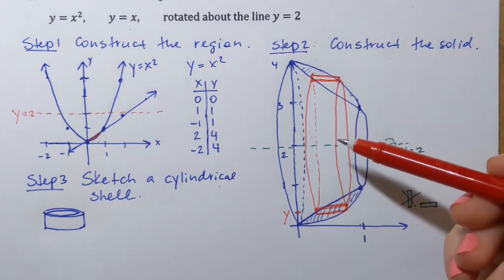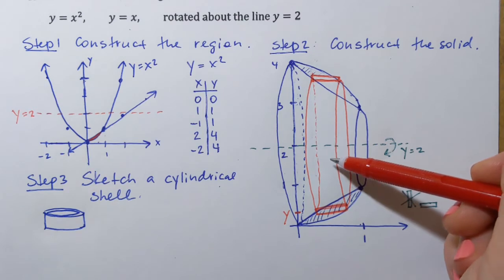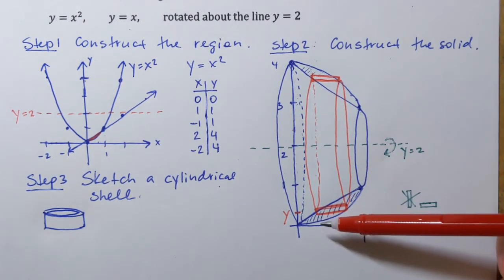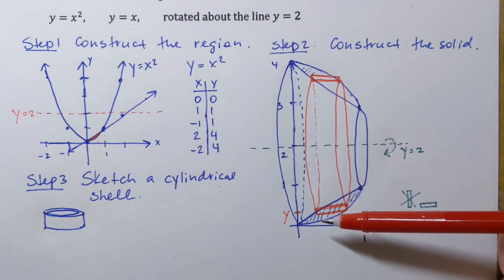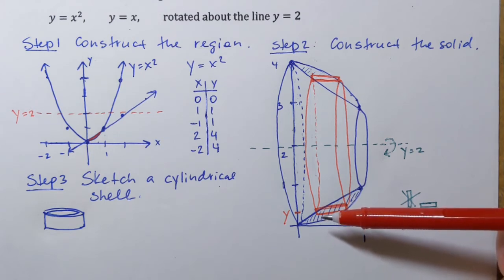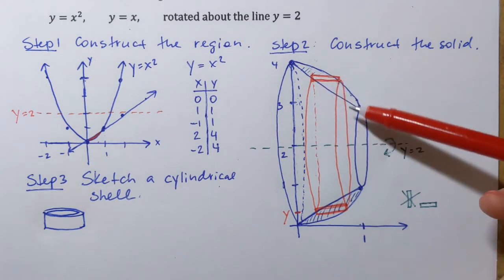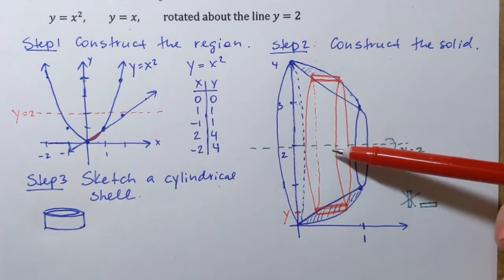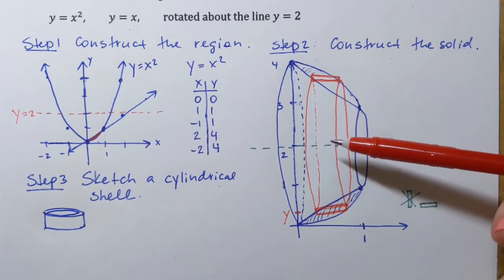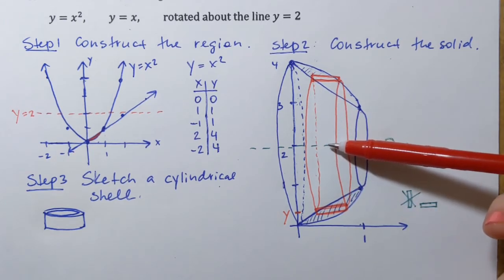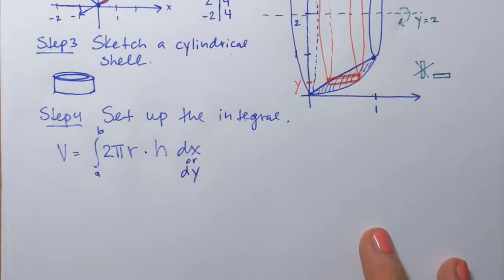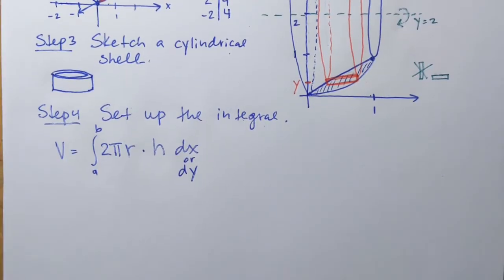Now, why is this step important? Why do you want to sketch a cylindrical shell? Because to find the volume of the solid, we're going to use integration. So we're going to integrate a function that represents the volume of a cylindrical shell. And to set up that function correctly, I need to see the shell because I will need to talk about its radius, I will need to talk about its height.